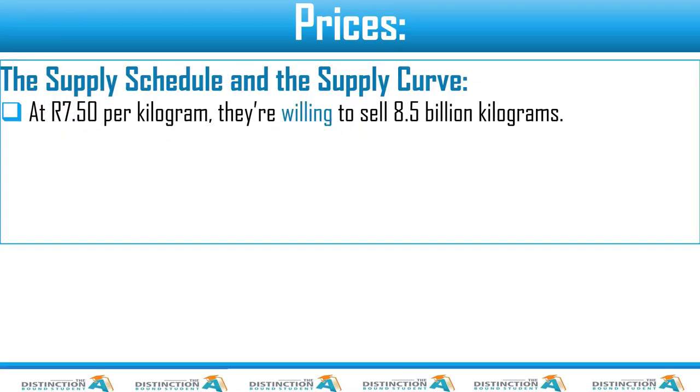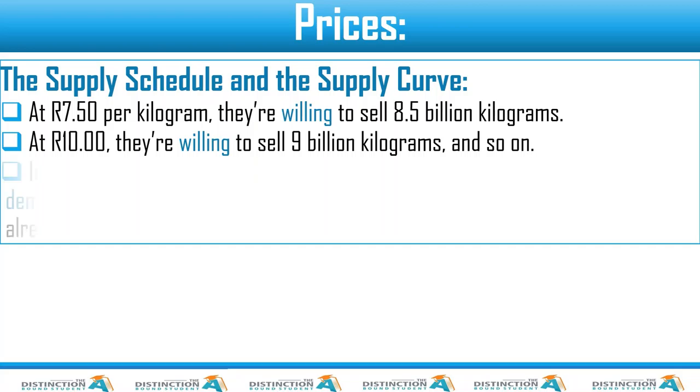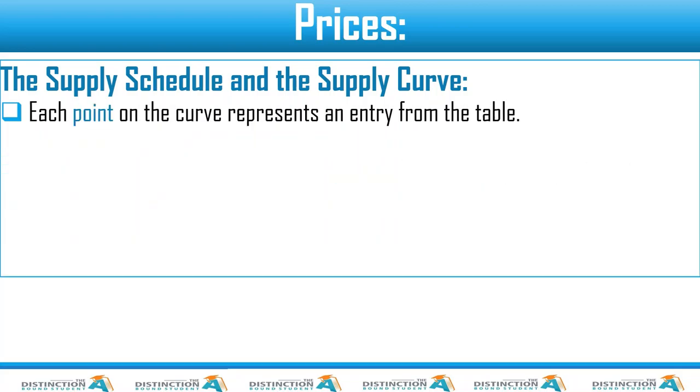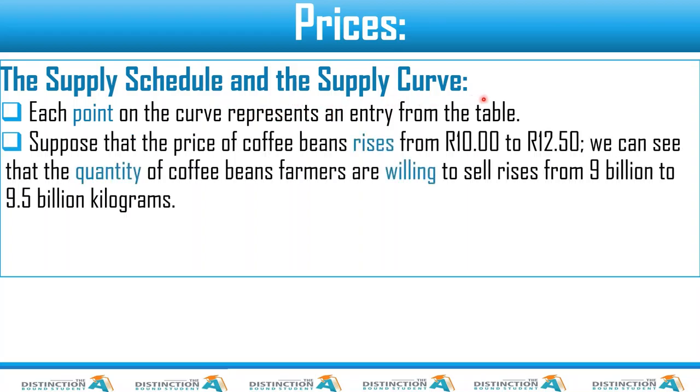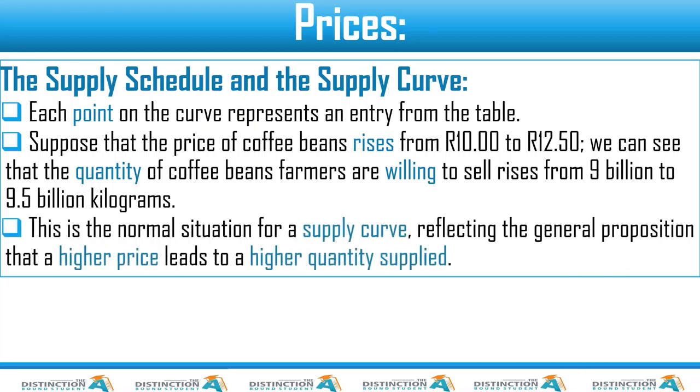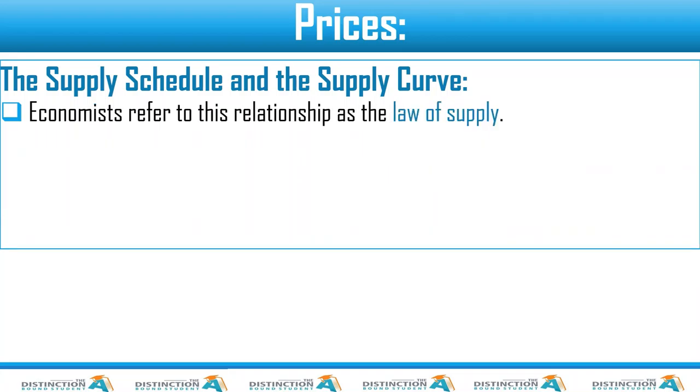So at 7 Rand, so here it's just explaining the things that we saw. Yes, at 7 Rand 50, 8.5 billion will be supplied, like that, the different things. So you saw this in the graph. Let's not waste time. So each point on the curve represents an entry from the table. Suppose that the price of coffee beans rises from 10 to 12. We can see that the quantity supplied, that farmers are willing, and willingness meaning also they are able to sell, rises from 9 billion to 9.5 billion. Yes, like that. So I hope you understand. This is clear. This is not rocket science.